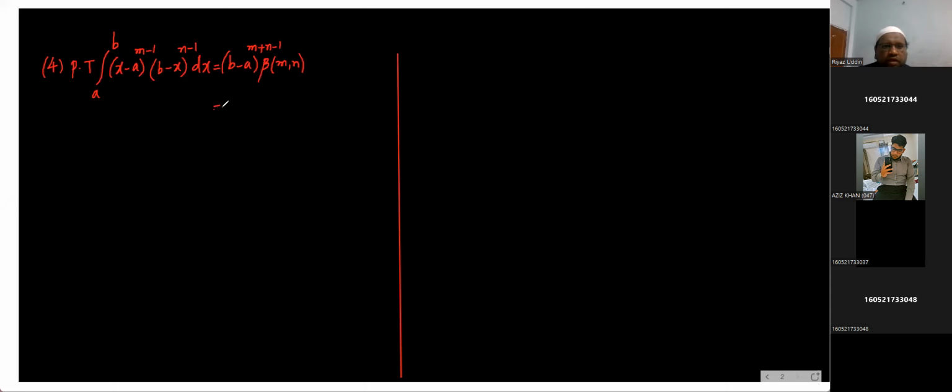This relation can also be written as b minus a whole to the power of m plus n minus 1 into beta of m comma n. Already from the relation we can say that it is gamma of m into gamma of n by gamma of m plus n. In both ways we can prove this result. So let us start the proof of this problem.